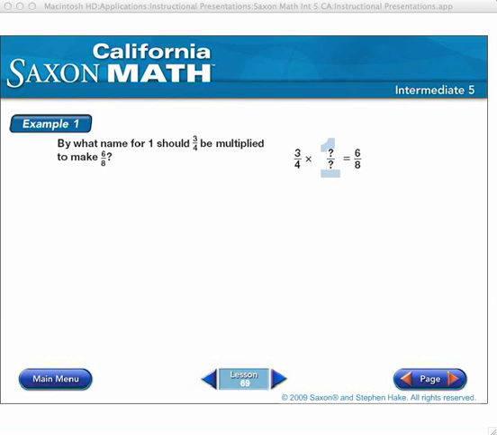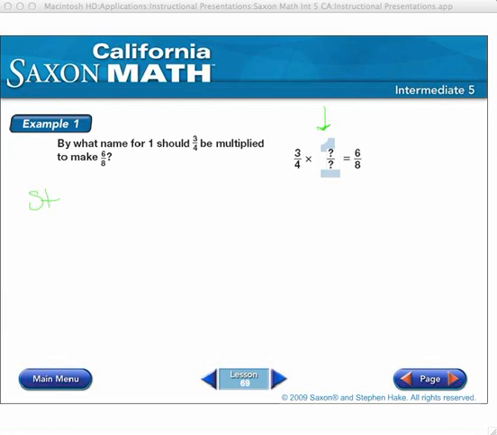So here in problem number 1, by what name for 1 should 3/4 be multiplied to make 6/8? Okay, well that sounds kind of confusing. But if we look over here at our problem, I see here in this light blue that it has the number 1 outlined with 2 question marks for the numerator and denominator of the fraction. So what this is asking is 3/4 times what fraction, which is equivalent to 1, the numerator and denominator are the same, will equal 6/8. So there are a couple of steps to this.